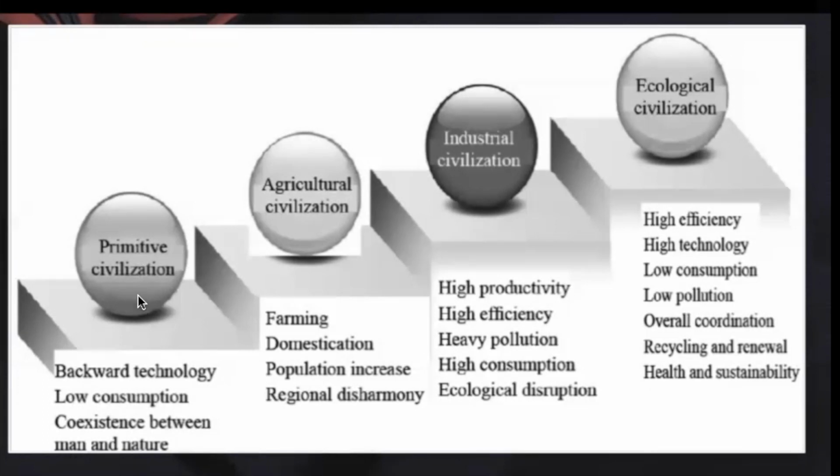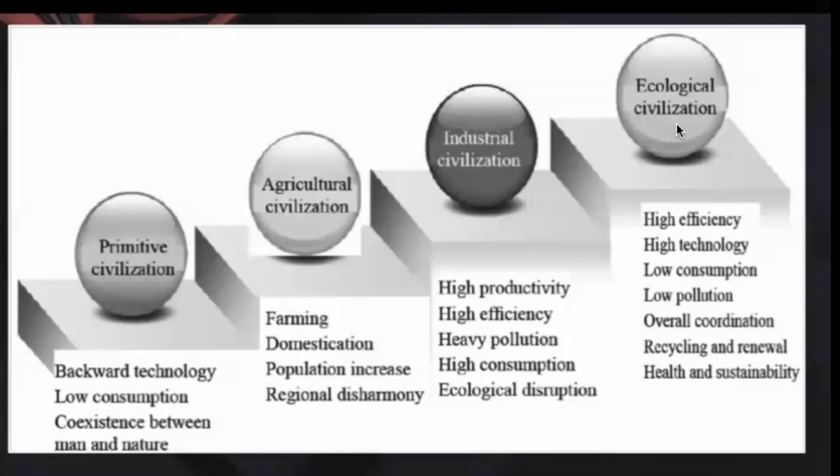So it starts with primitive civilization, backward technology, low consumption, coexistence between man, like it would have killed them to put an HU and make it human, and nature. Note the primitive and the backward. Never used those in my class. Then we get agricultural civilization: farming, domestication, population increase, regional disharmony; industrial civilization: high productivity, high efficiency. You should recognize those as Gilded Age ideas there. Heavy pollution, high consumption. We talked about consumption, ecological disruption.